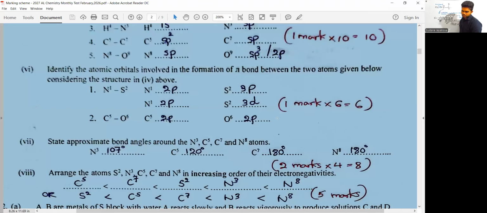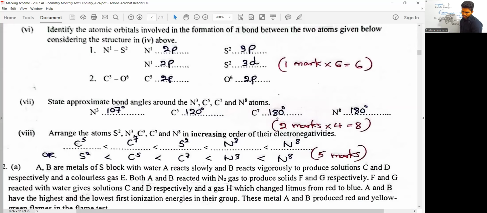Understood? So I think it is a good point to remember. And then in the next one, it is asking for you to state approximate bond angles for these atoms, N3, C5, like that. So now if you go back to the geometries.